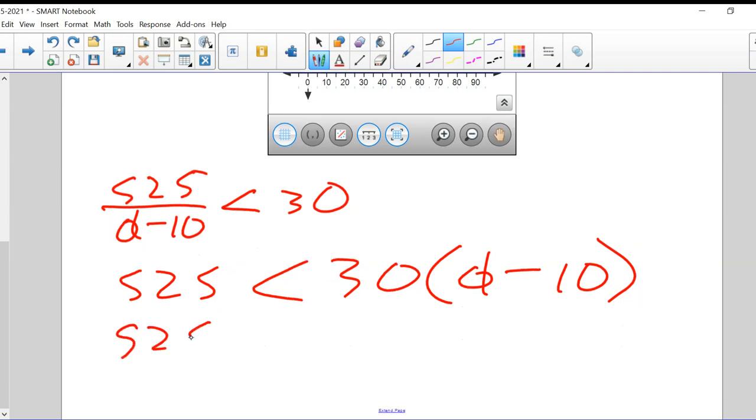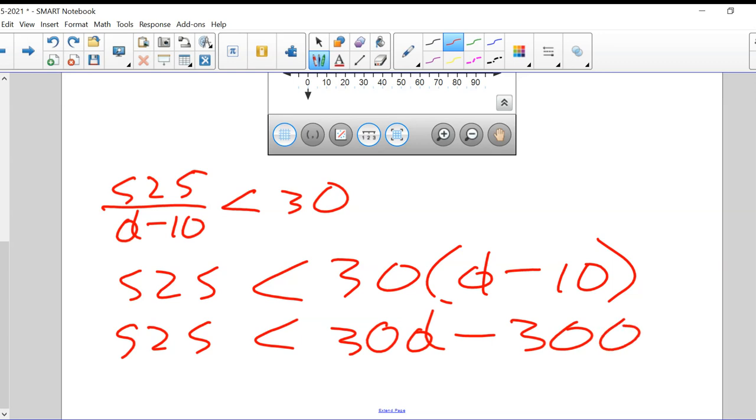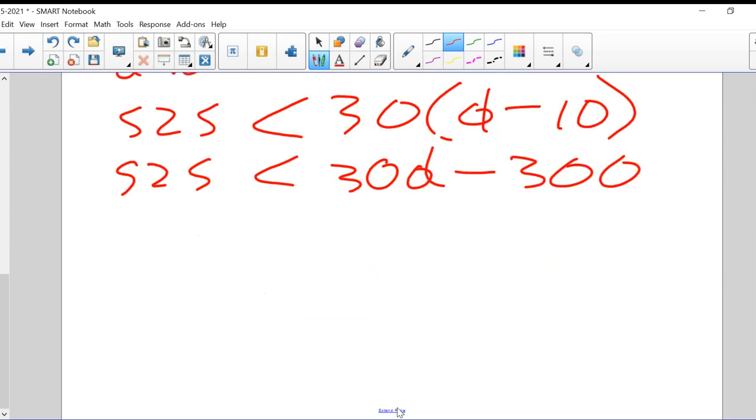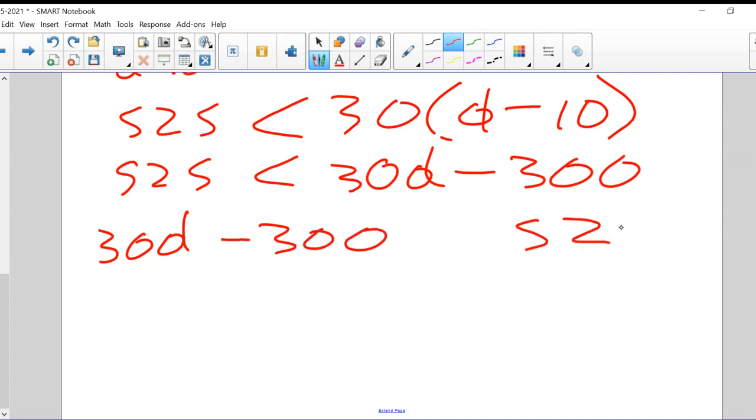So 525 is less than 30D minus 300. And then I'm actually going to switch this around, right? I don't like having the variable on the right hand side. So I'm going to put the 30D on the left minus the 300, and then I'm going to put the 525 on the other side. But I think we understand that if we switch around the problem like that, put the left onto the right and the right onto the left, that means that we have to change the direction of the inequality.